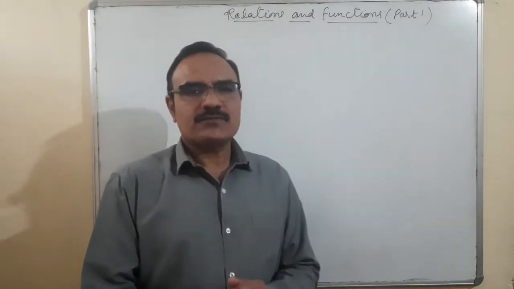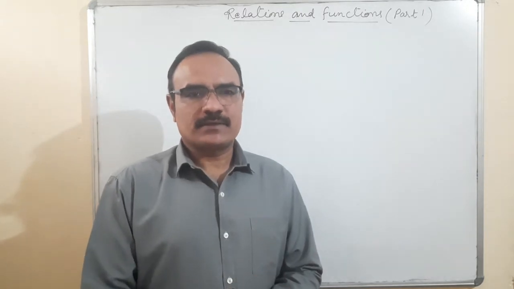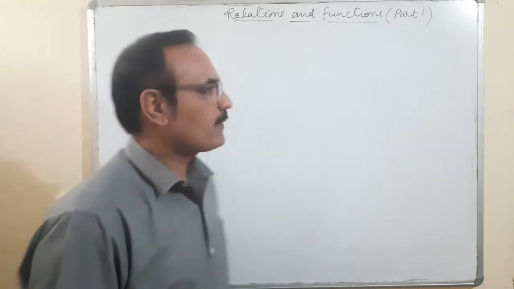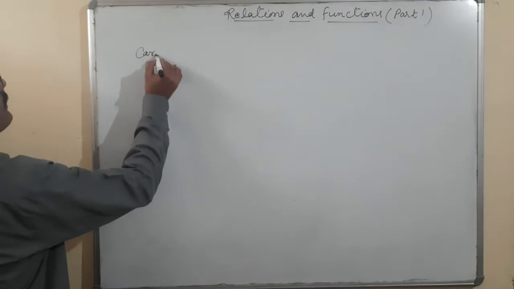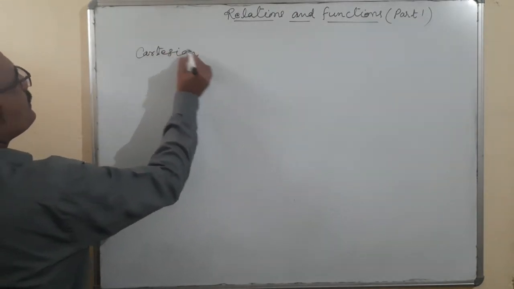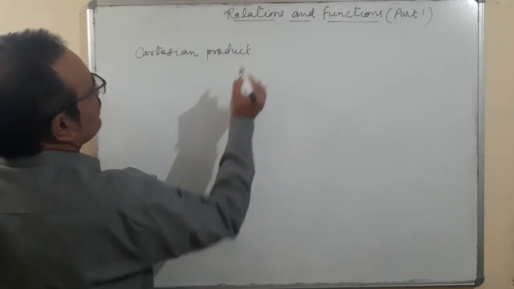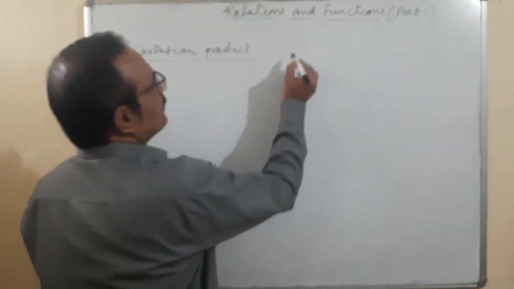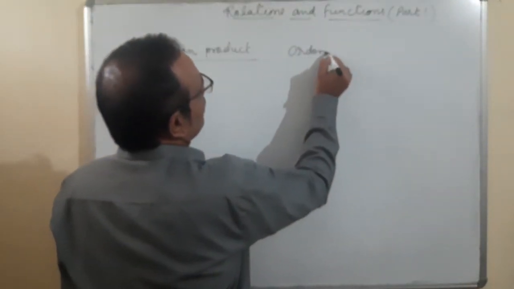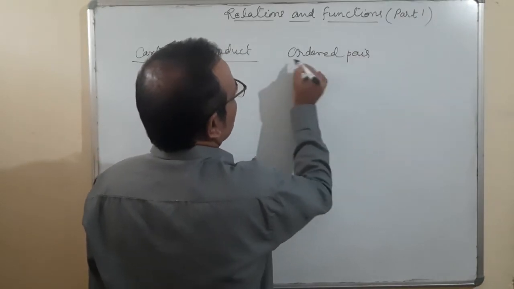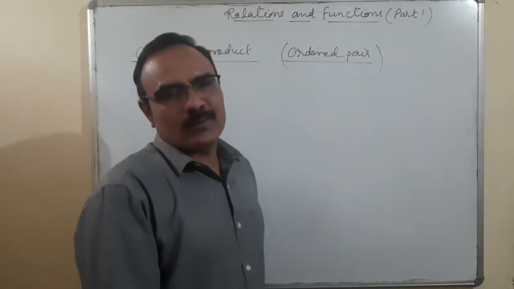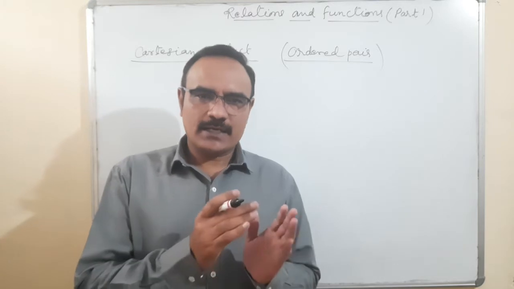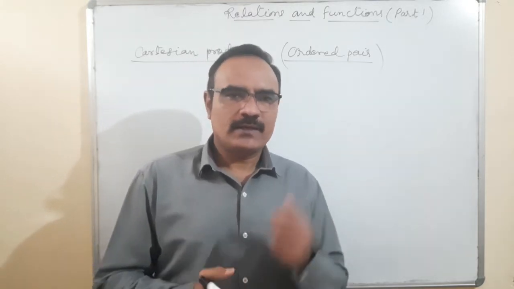Relations and functions. Before starting this chapter, one very important definition is Cartesian product or ordered pair. What is an ordered pair? We'll discuss that. By the name you can understand: ordered pair means pairs of elements, and the pairs of elements are coming in order.